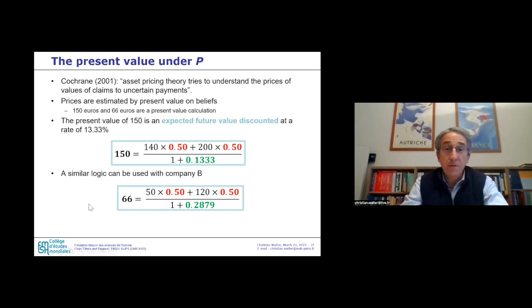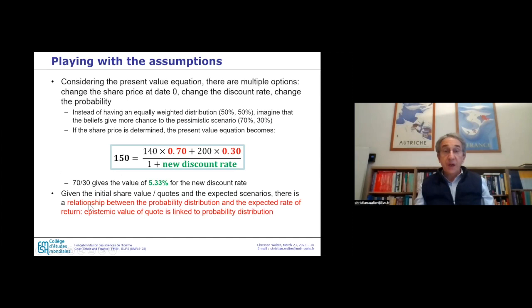Now, it will be possible to change the discount rate, the share price at date zero, or the probability. If, for example, we change the probability P by replacing 50-50 by 70-30, another kind of scenario, another kind of prospects, because prospects include the probability, we have to find a new discount rate. That means that with this new probability P, 70-30, it is necessary to have a discount rate of 5.33% instead of 13.33%.